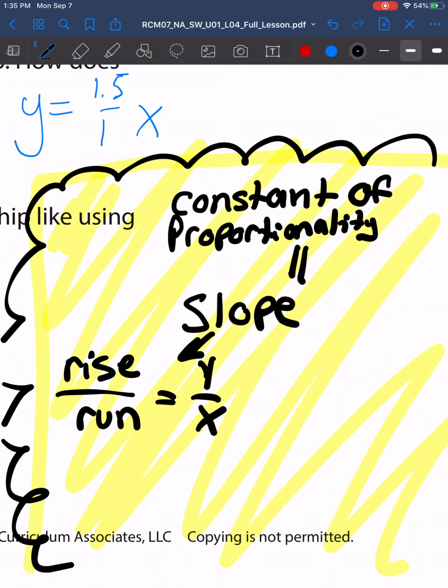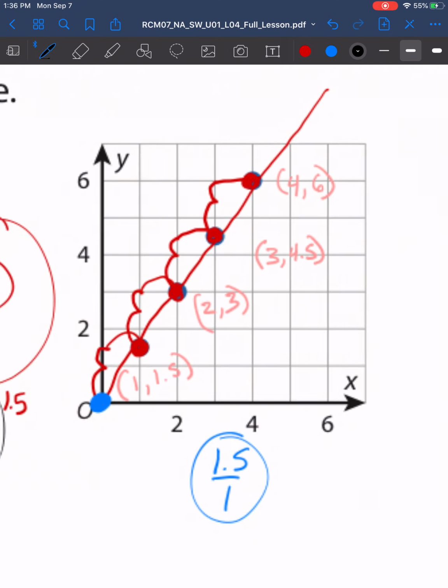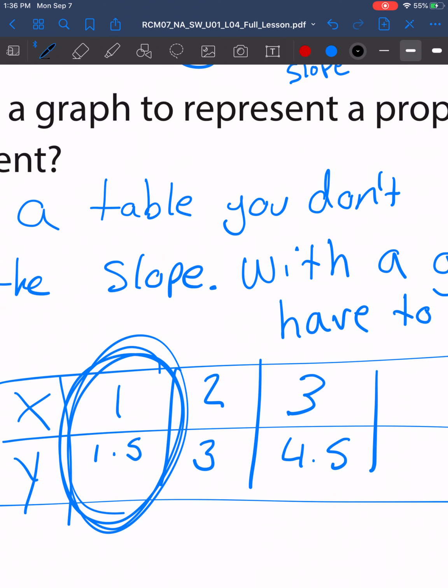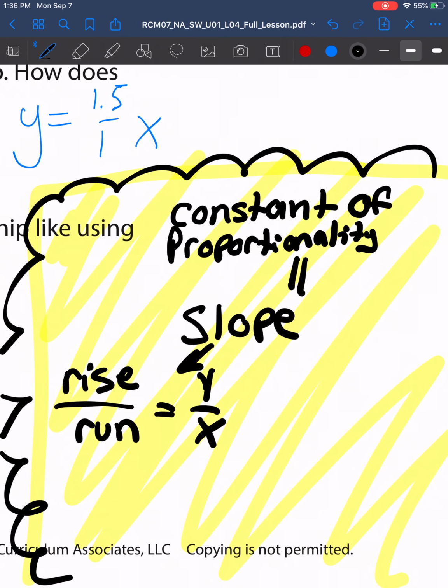How do you find the slope? You count how many you go up and then how many go over. Now, if they don't give you a nice little graph like this and they just give you a table, you can still find the slope by taking the y's over the x's. 1.5 over 1. Okay? This is your big idea that I really want you to get. Constant of proportionality is slope. Slope is rise over run.